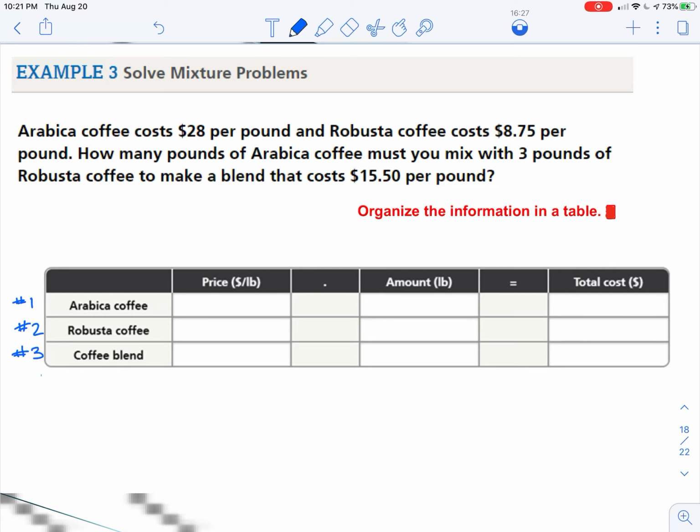All right, so let's go back up here and take a look how we're going to organize this. The second column right here has the price per pound. This little dot right here is actually a multiplication sign. We have the amount of pounds in this column, an equal sign here, and then our total cost for each coffee. Let's see, what is the price per pound of the Arabica coffee? It costs $28 per pound. So we're going to fill that in right here.